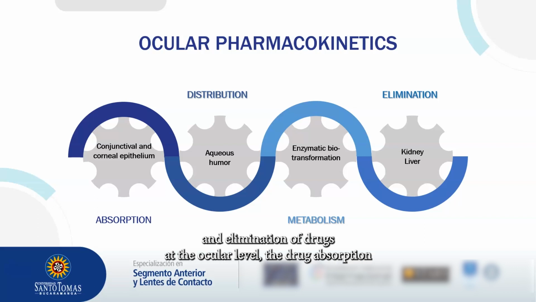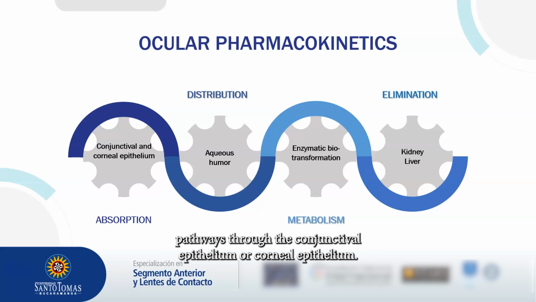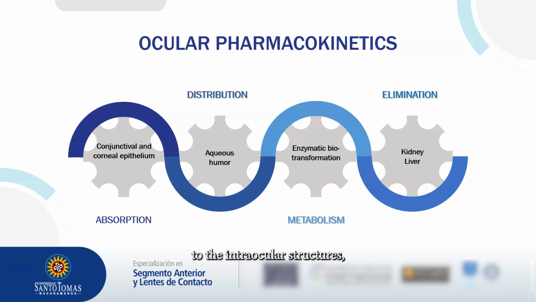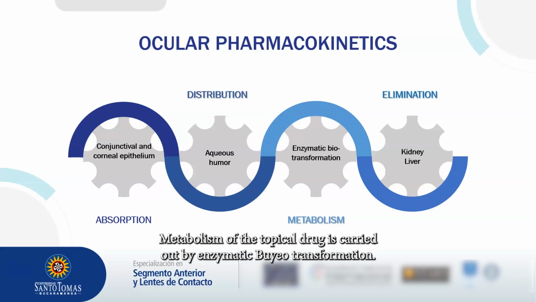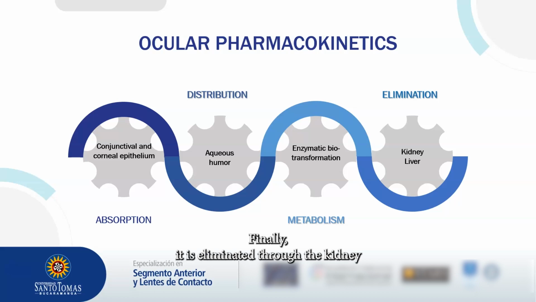At the ocular level, the drug absorption pathway is through the conjunctival epithelium or corneal epithelium. The active ingredient is distributed by transconjunctival or transcorneal absorption, generated at the transcorneal level. The aqueous humor accumulates the drug and distributes it to the intraocular structures or through the trabecular meshwork to pass to the systemic route. Metabolism of the topical drug is carried out by enzymatic biotransformation. Finally, it is eliminated through the kidney or liver after being absorbed systemically.